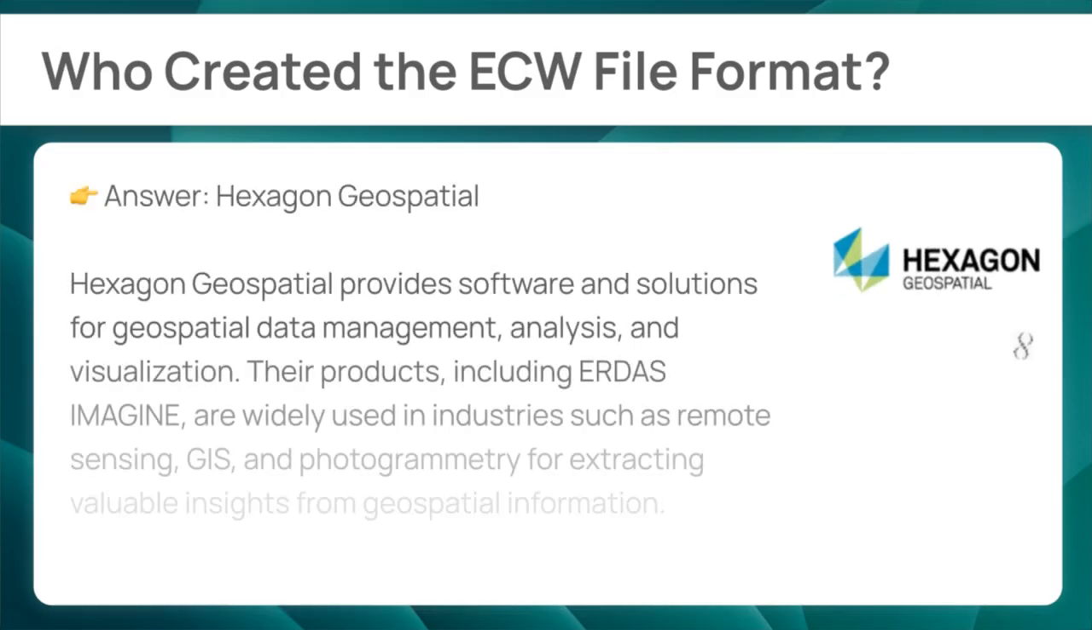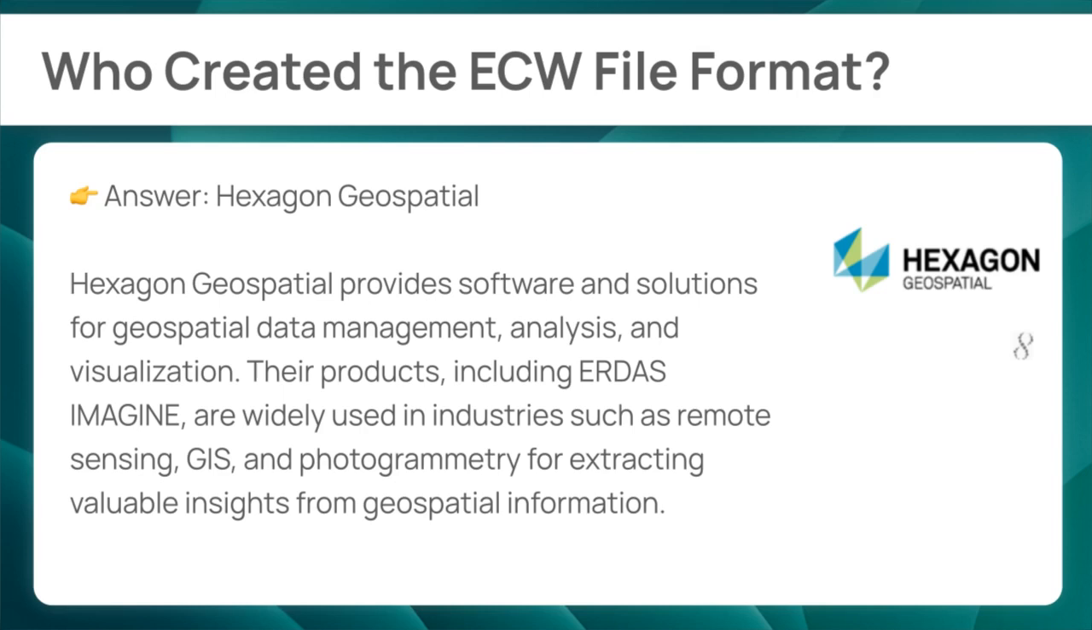ECW employs a discrete wavelet transform, DWT, based compression algorithm, allowing for progressive decoding and multi-resolution access. The format supports lossless and lossy compression, with adjustable compression ratios to balance file size and image fidelity. ECW files often include georeferencing information, enabling seamless integration with GIS software.